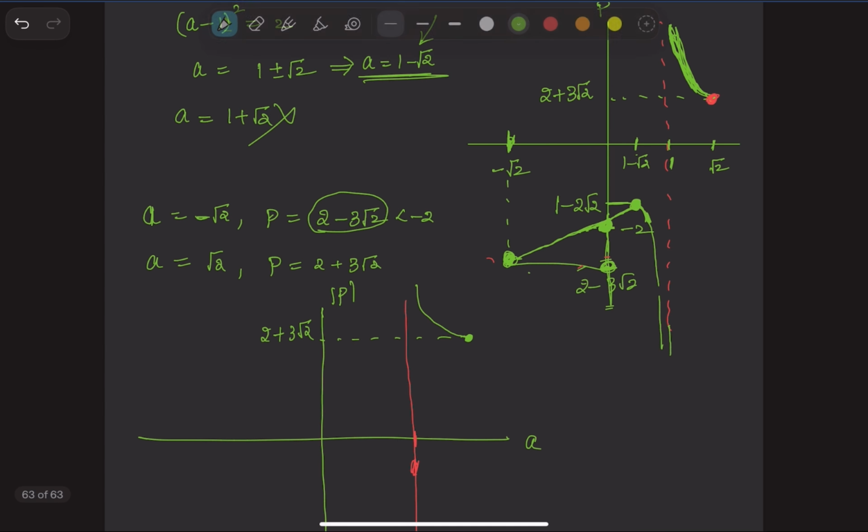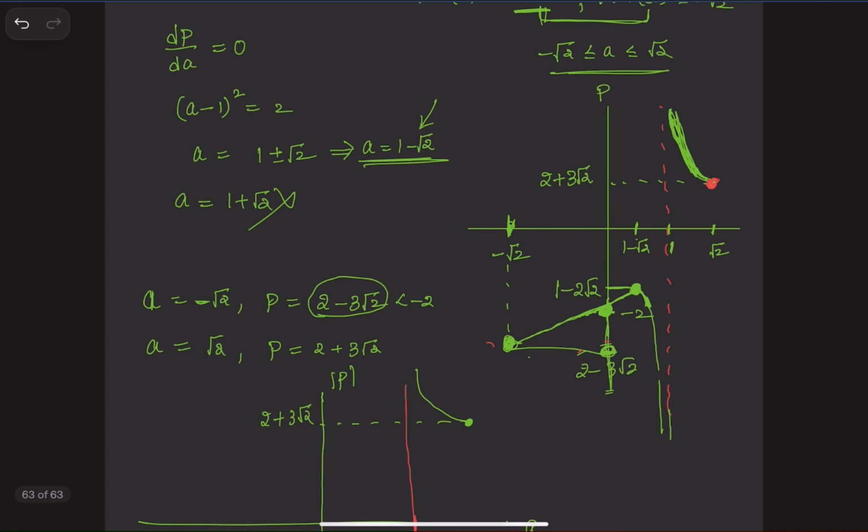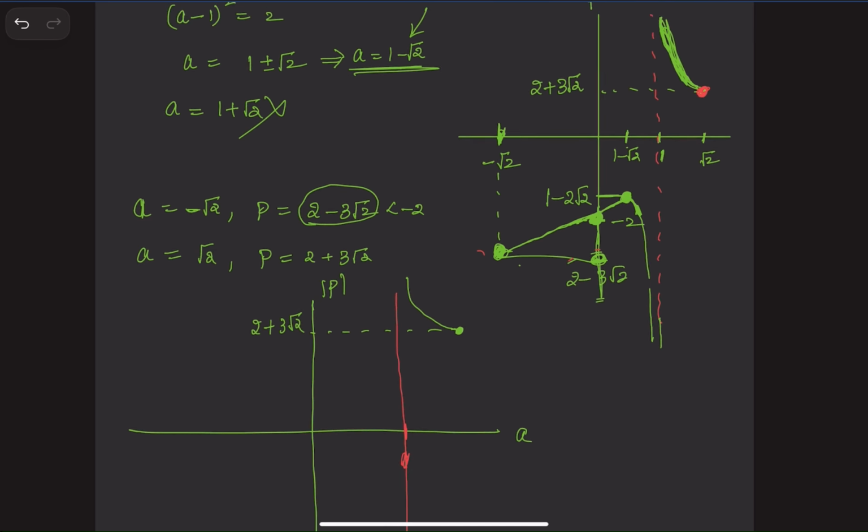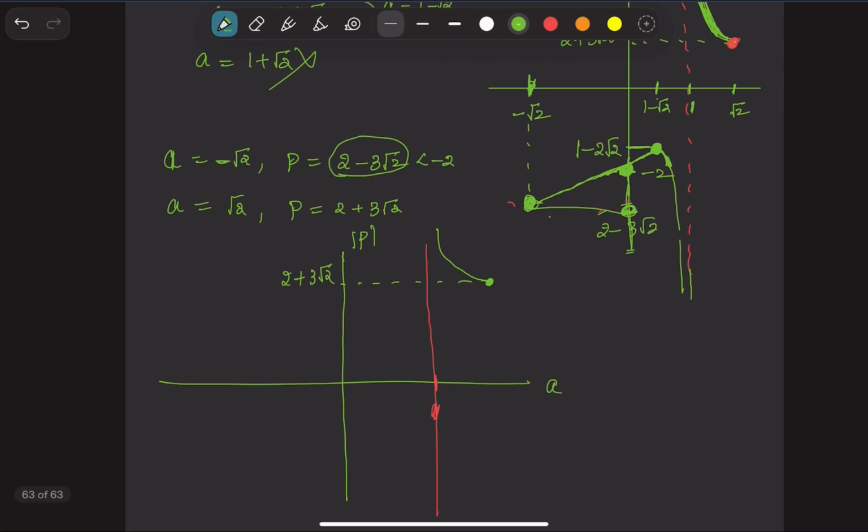Now this part of the graph will be flipped, because if you take the modulus, this value will go and sit here. If you take the modulus of this point, it will sit here. If you take the modulus of this point, it will go here. So this will look something like this. It is the mirror image of this in the x-axis, which happens when you take modulus. So let's draw the graph of mod p.